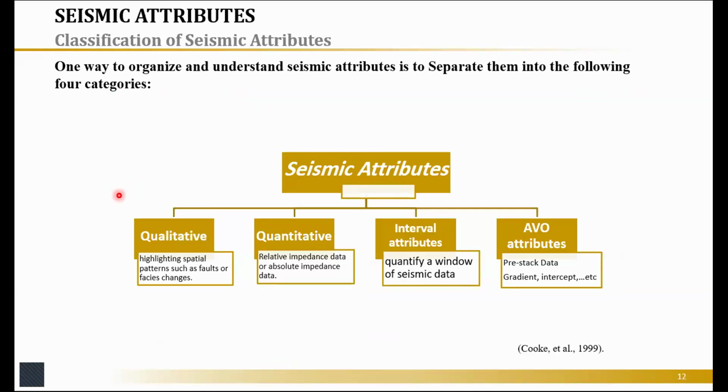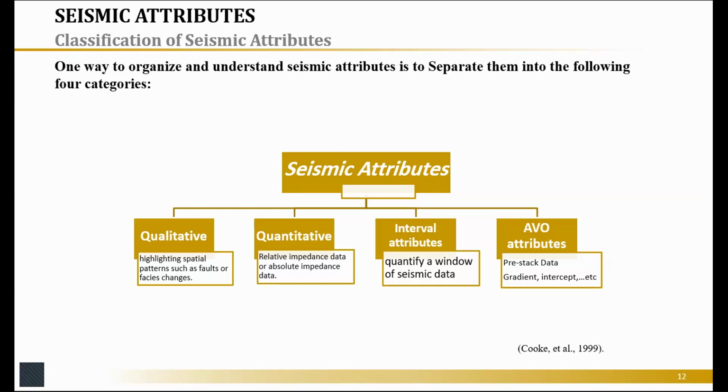From that, we have a large number of attributes. The attributes are very numerous, so there are some classifications for seismic attributes to be able to use them. The first classification here organizes all of these seismic attributes in 4 categories: qualitative attributes, then quantitative attributes, interval attributes, and also the AVO attributes.